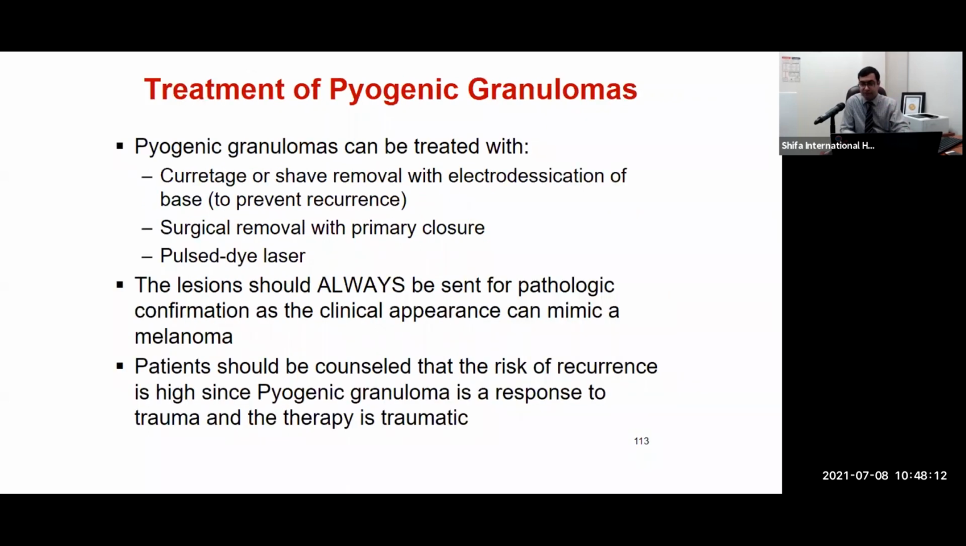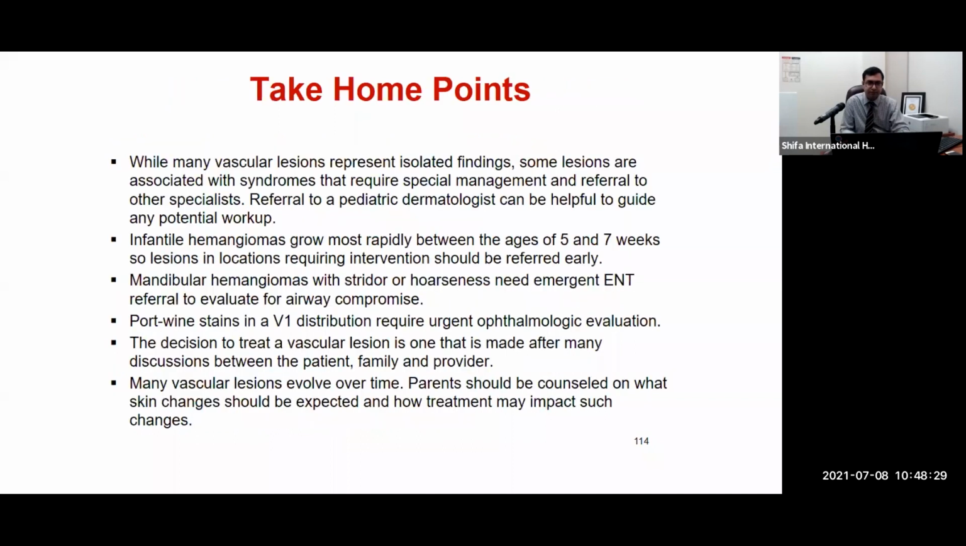Usually surgical treatment is fine. Pulsed dye laser is fine. Curettage and cautery and shave removal. But with curettage, cautery and shave, my experience is that unfortunately there is a higher rate of recurrence. So it's either surgical complete primary closure or PDL vascular laser.